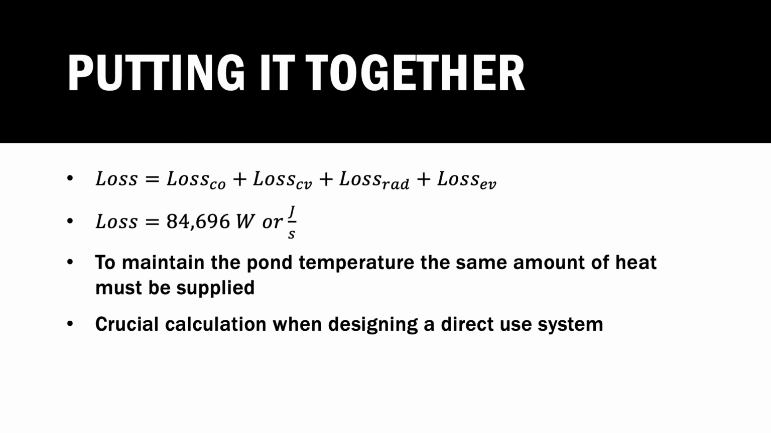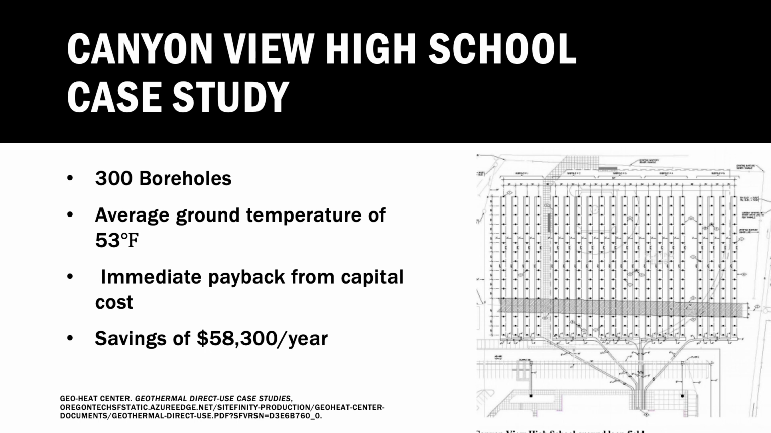Overall, though, this is a crucial calculation that must be done when considering the size and design of the direct use system meant to supply this heat. It then needs to be evaluated for its economic feasibility to determine whether or not a direct use system is actually appropriate or not. The case study I chose to examine was Canyon View High School, located in Cedar City, Utah. This school has a direct use heat pump system that supplies its yearly HVAC needs.